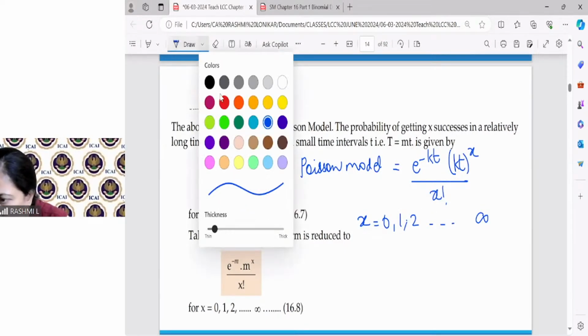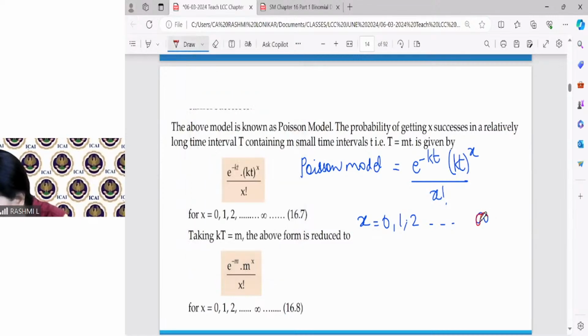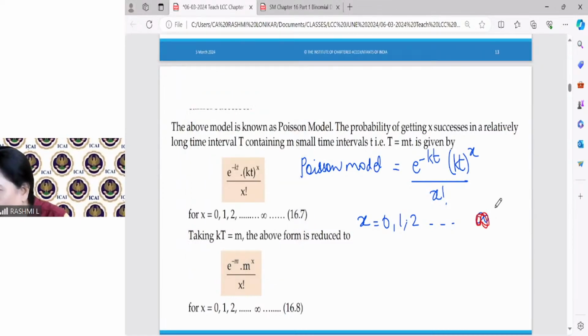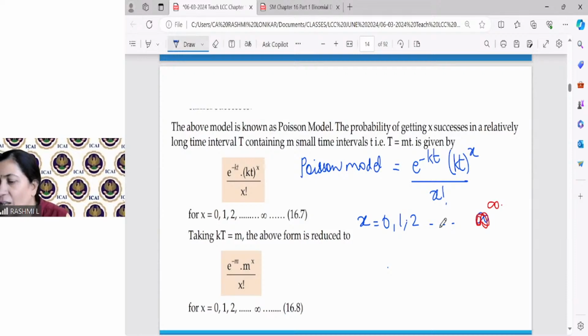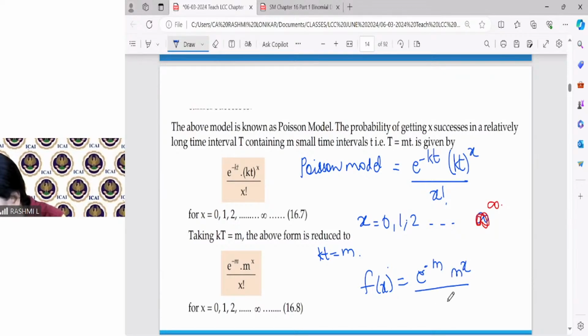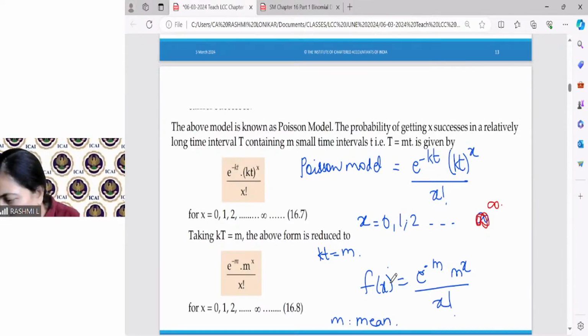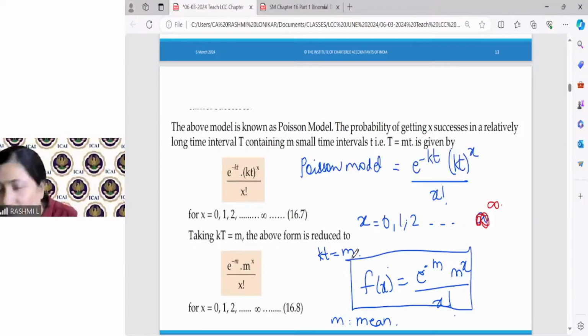You are very happy that you have done this sum correctly, but then you lose marks because you did not pay attention to the small details. In this case, we put kt as m, and then we get f(x) equal to e raised to minus m, m raised to x upon x factorial. What is m? m is the mean of the probability distribution. So we are going to play around with this formula.